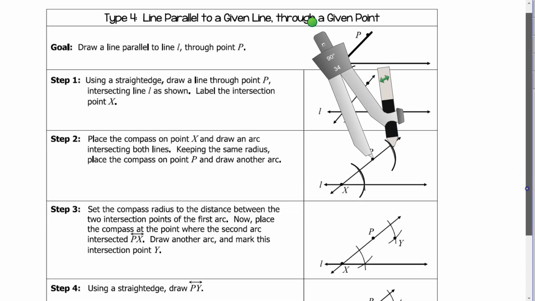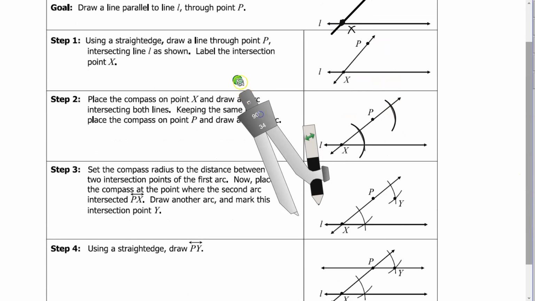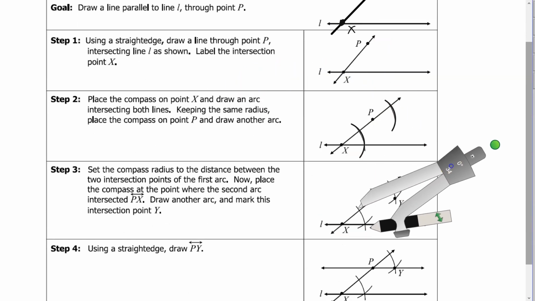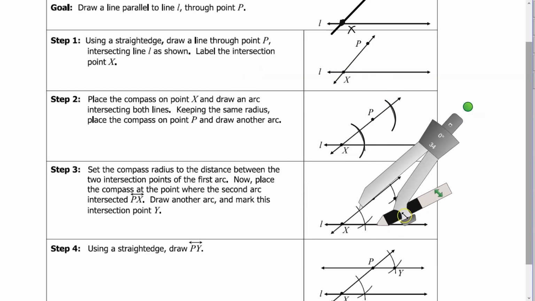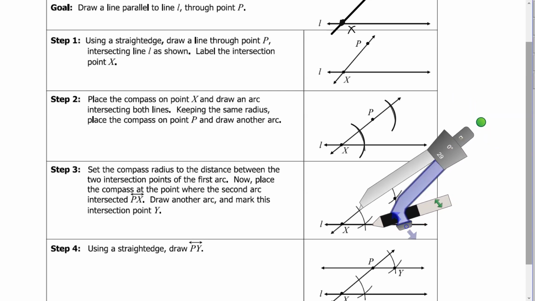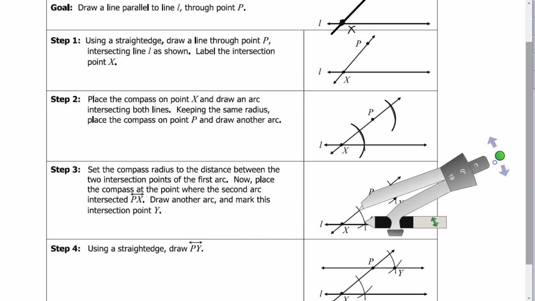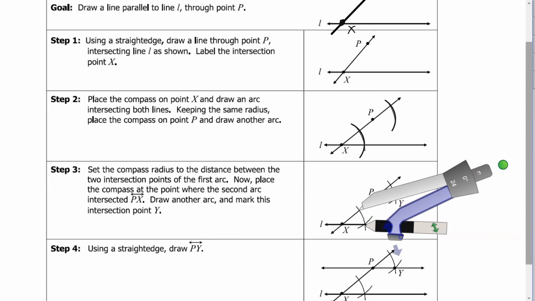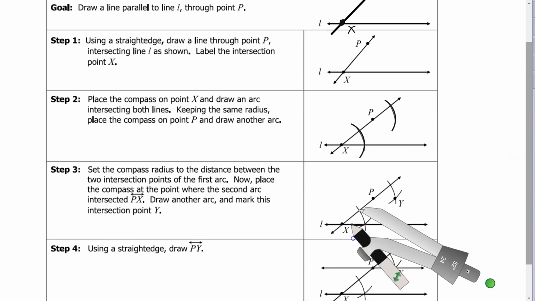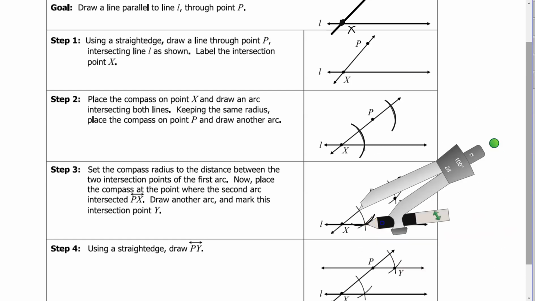Now, here comes the tricky part. The tricky part is you're going to take your compass and place it on the intersection of that first arc and line X, and you're going to use it to measure or adjust the size of that first arc. So see how I am adjusting it right there? And then you're going to make another arc.